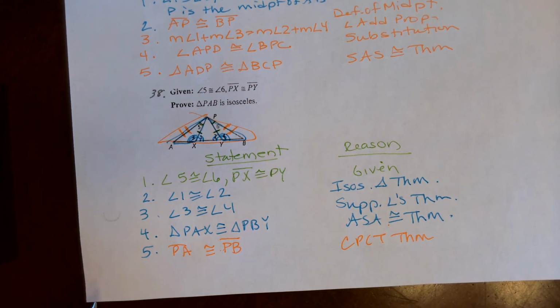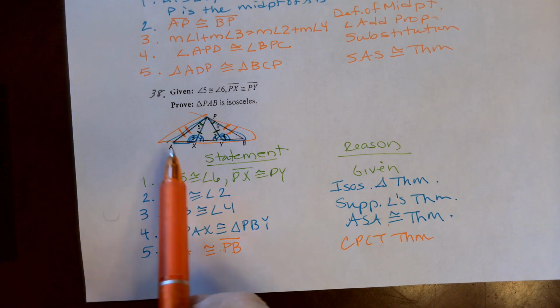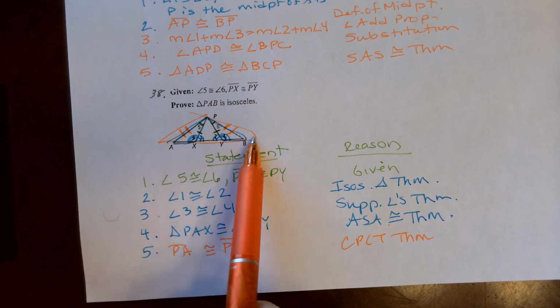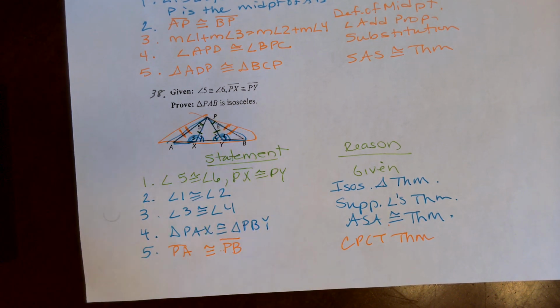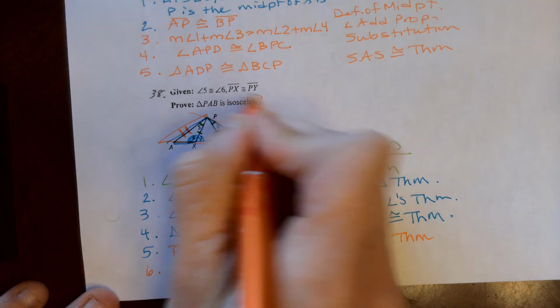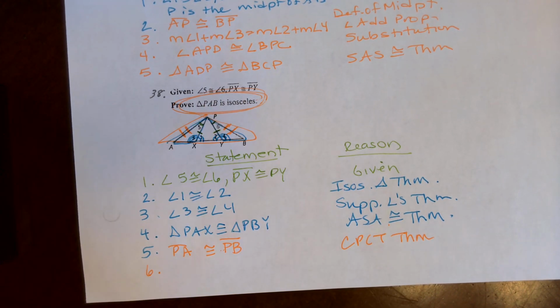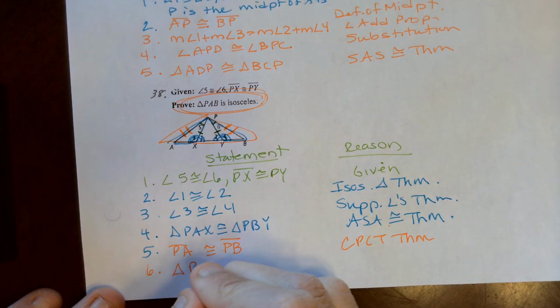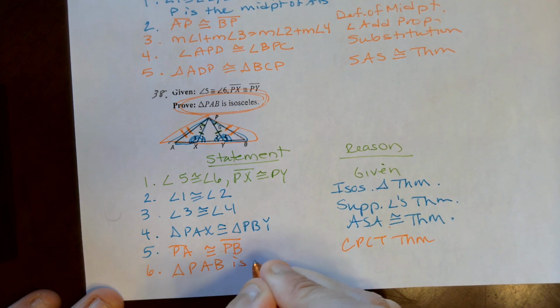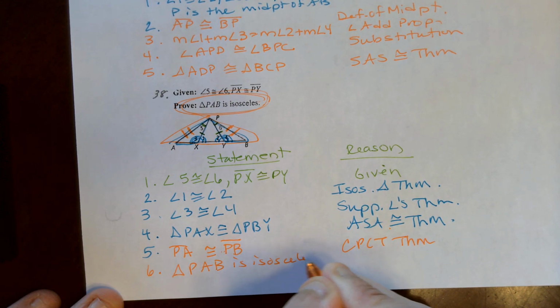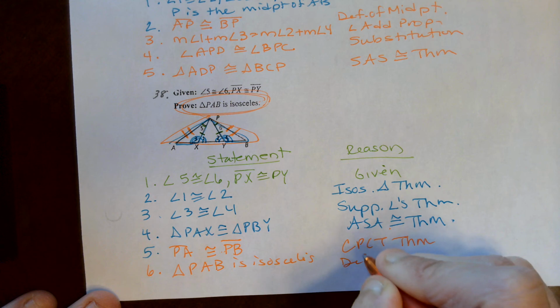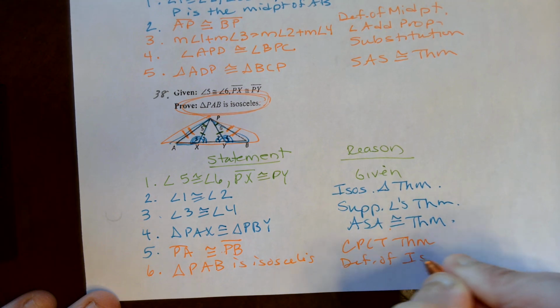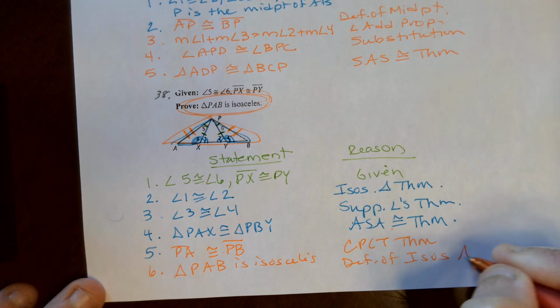This is great news, isn't it now? Because look what we just did. We just said that on this big triangle I have two sides that are the same. And that means what? That means that it's isosceles. Yay! By definition of isosceles triangle.